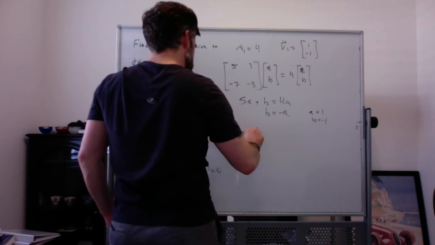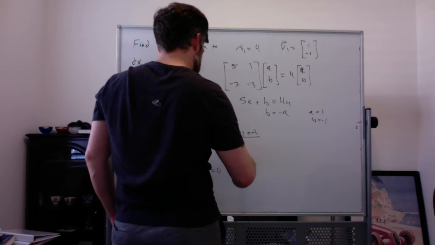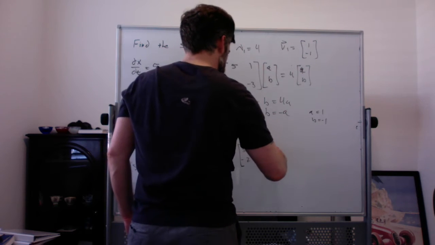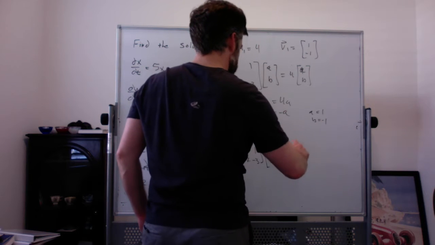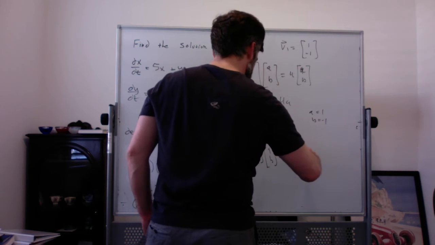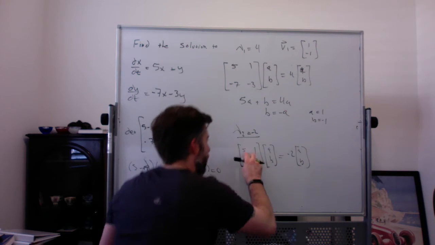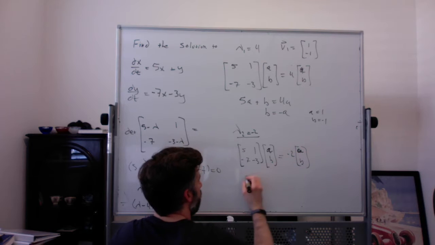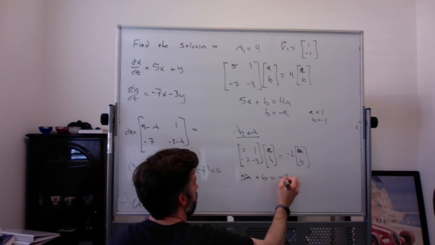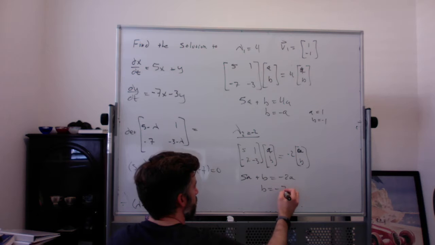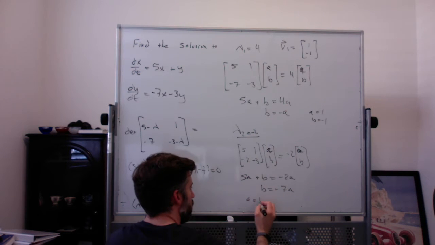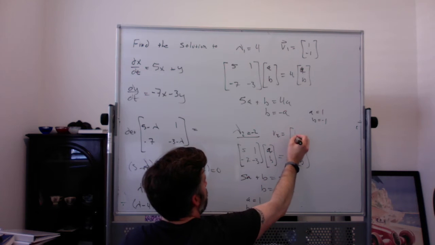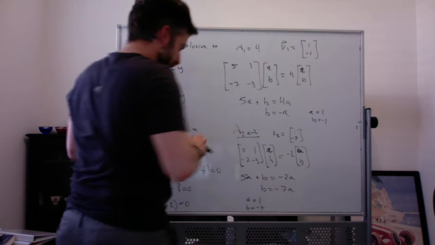For lambda 2 equal to negative 2, same deal. 5, 1, negative 7, negative 3 times A, B equals negative 2 times A, B. Again, using the first equation, 5 times A plus 1 times B, 5A plus B equals negative 2A. B equals negative 7A. Let A equal 1, B equal to negative 7. So V2 is 1, negative 7. So those are our eigenvectors.